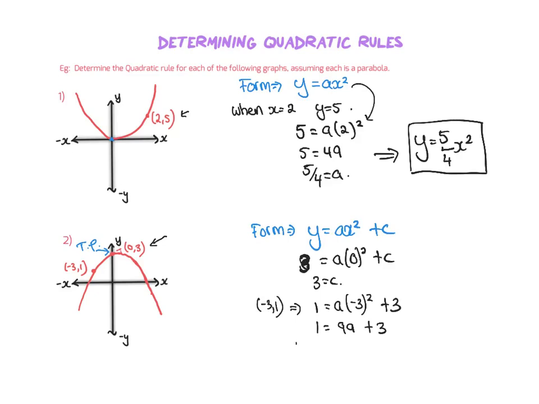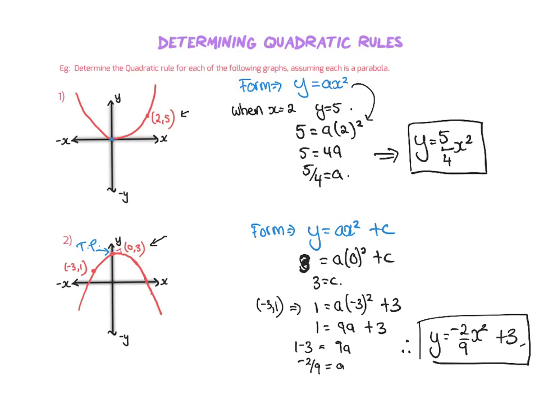So we get 1 minus 3 equals 9a. So negative 2 divided by 9 equals a. So therefore we have the equation for this one: y equals negative 2 on 9 x squared plus 3. So there's that equation there.